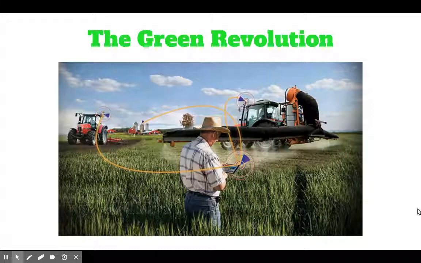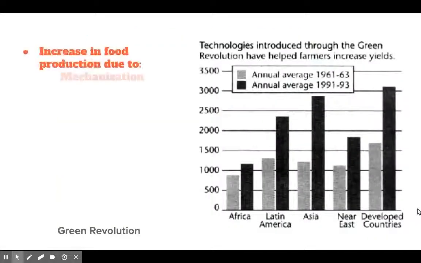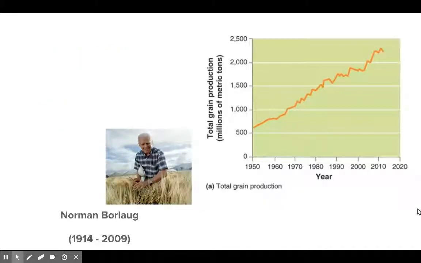Part of the green revolution was this shift in farming methods, and it involved new management techniques in regards to mechanization, fertilization, irrigation, and even improved crop varieties, which we'll look at later in this chapter, which includes GMOs as well. We're going to talk about all these right now, but first let's talk about Norman Borlaug.